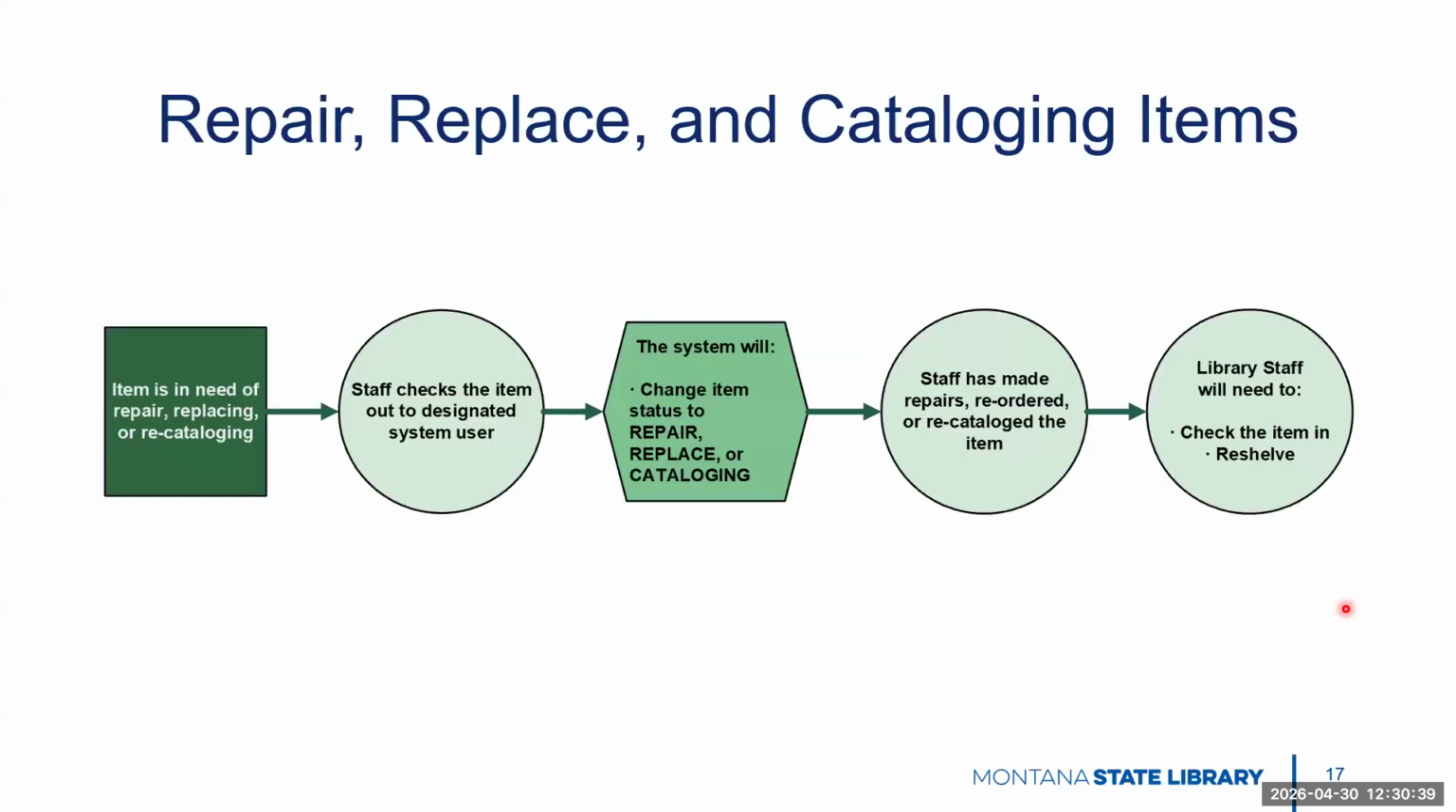Okay, so what happens to these users? The items in need of repair, replacing, or recataloging, so staff check it out to that designated user. The system's going to temporarily change the status to repair, replace, or cataloging. When staff have finished, they'll go ahead and check it in, and then you'll just have to reshelve as normally. As I mentioned, they exist outside of the automated system processes. So if staff don't check it in, they'll stay checked out to these system users indefinitely.